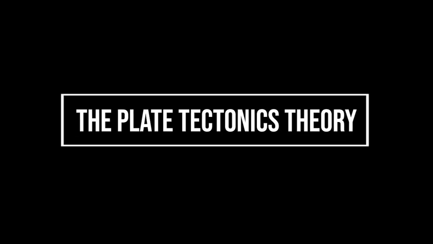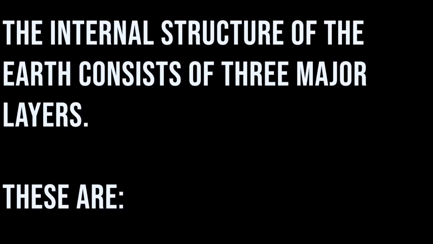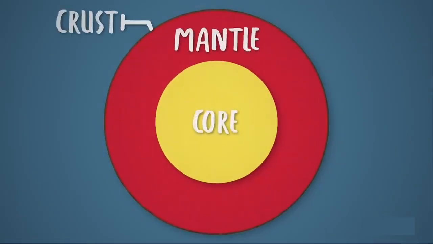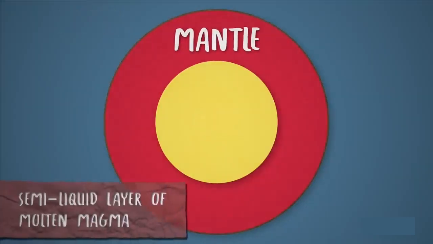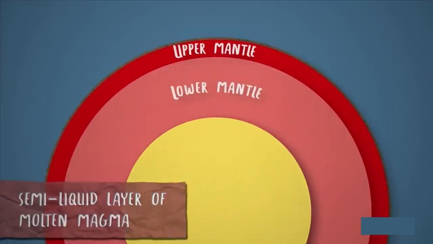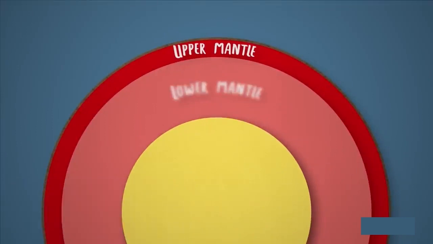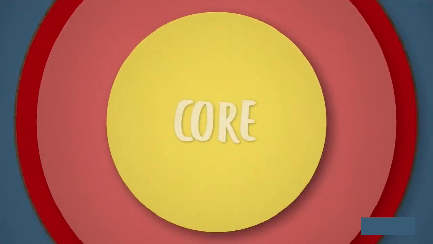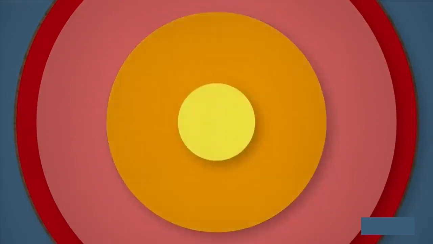The plate tectonics theory. The internal structure of the Earth consists of three major layers. These are the crust, the mantle, and the core. Under the crust lies a semi-liquid mantle layer of molten magma which can be divided into the upper mantle and the lower mantle. Together, the upper mantle and the crust are collectively known as the lithosphere. Below the mantle lies the core, which is also divided into the outer core and the inner core.